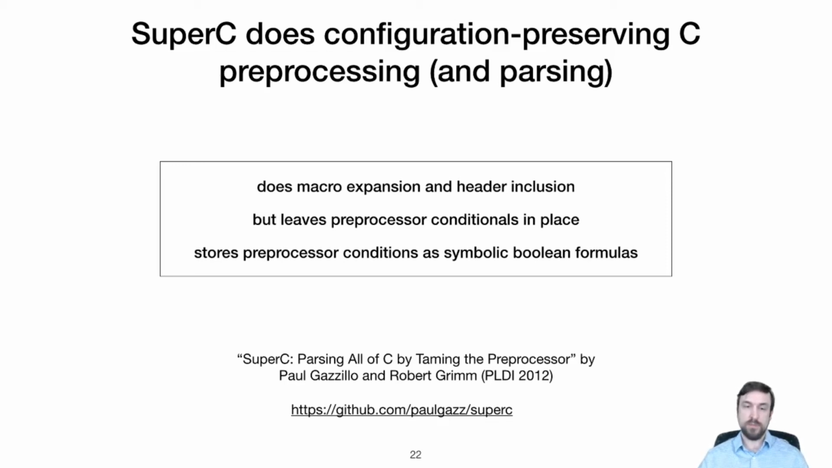In short, SuperC does macro expansion and header inclusion like a regular preprocessor, but it leaves preprocessor conditionals in place. It turns out that this has some subtle interactions with the rest of the preprocessor. For instance, macros can be multiply defined to different definitions in different configurations, under different ifdefs. And then the preprocessor just collects all of this preprocessor condition information as symbolic Boolean formulas. If you're interested, there's a paper on this, and there's a website where you can download and try out this tool.